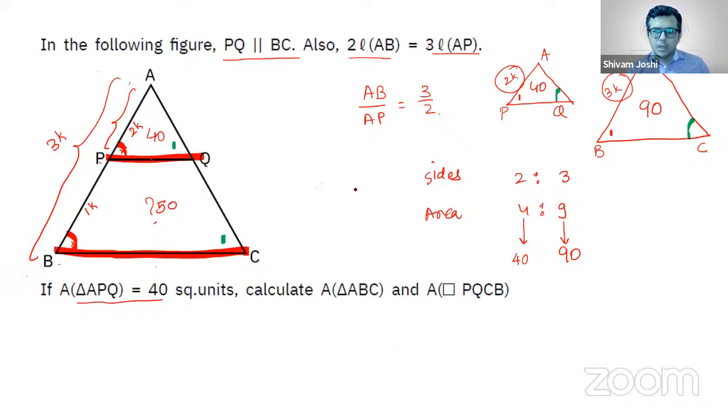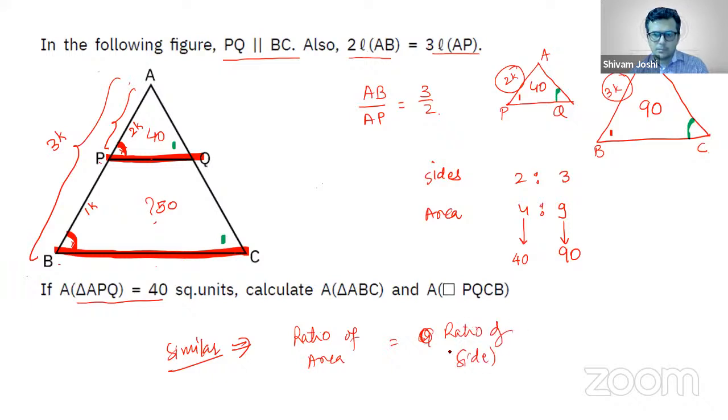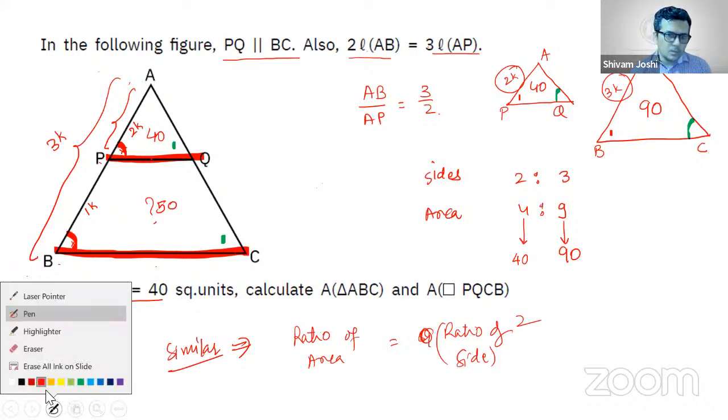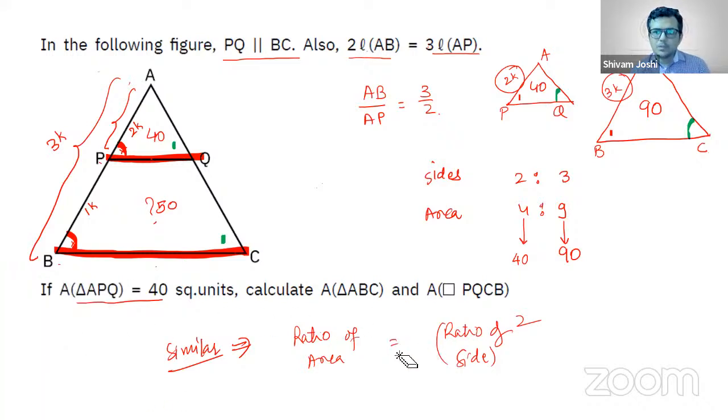The ratio of area between two similar triangles is equal to the square of the ratio of sides. If the triangles are similar, in that case, the ratio of area is equal to the square of the ratio of sides. So if your ratio of sides happens to be 2:3, the ratio of area should be 4:9, correct?